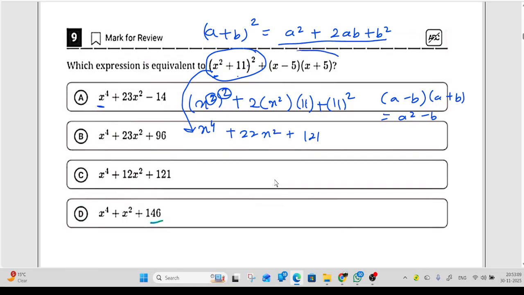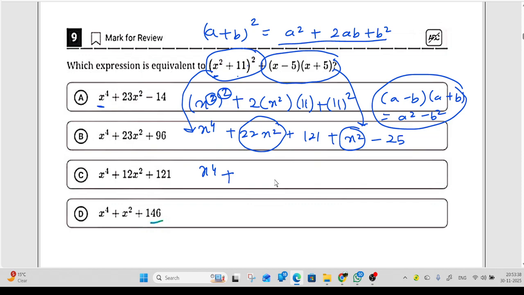Now, if we look at this second term, because it is given in the form a minus b, a plus b, we can use a square minus b square. So a is x, so this is going to be x square minus b square. 5 square is 25, because b is 5, if we apply this formula here, right? So this is what we have. Now the x to the power 4 plus x square terms, we add them, so we get 23x square, right? 121 minus 25 is 96. So this is what we have, which is option B, right?